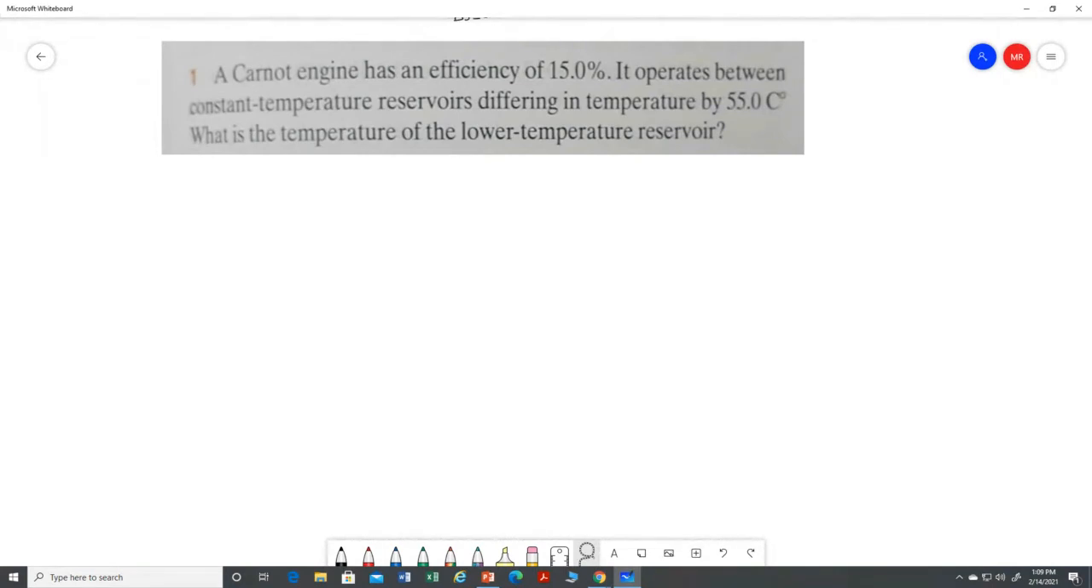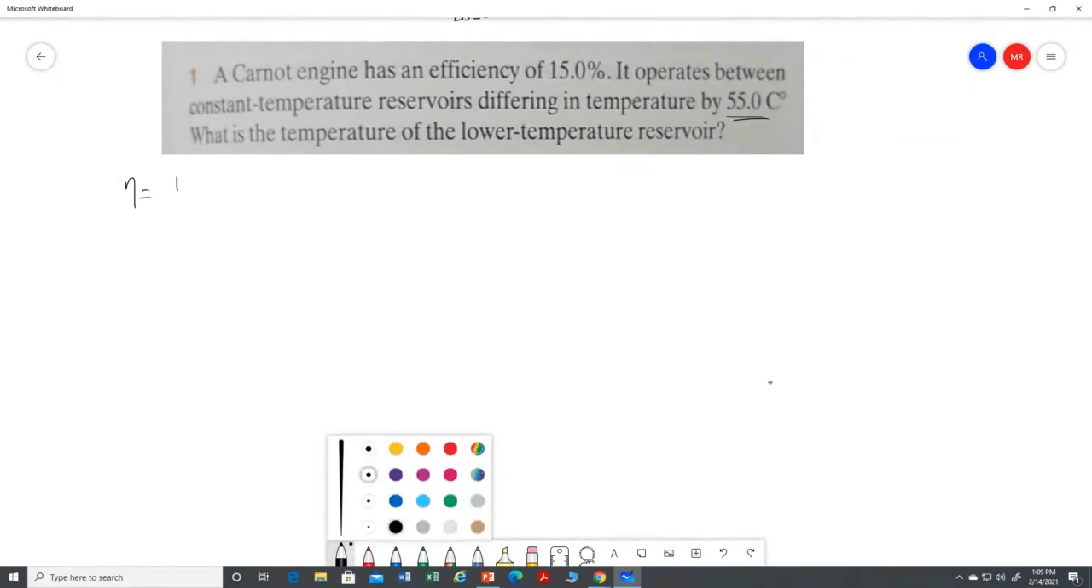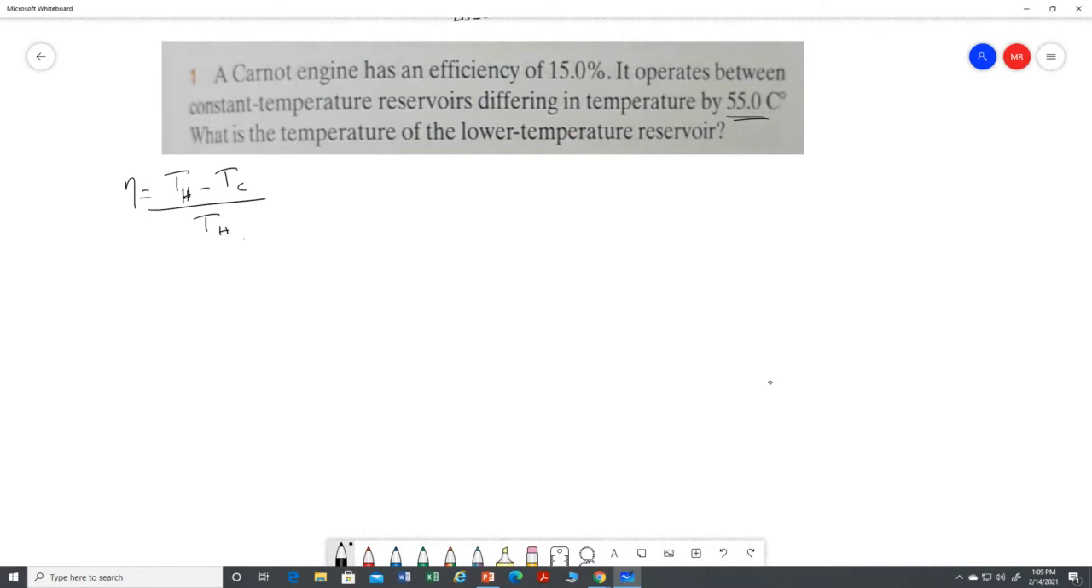First of all, please write the formula. What's the formula? Eta, which is equal to 1 minus... because the question is given in terms of temperature, am I right? So I have to write the equation in terms of temperature. So what is the formula for temperature, my dear? TH minus TC divided by TH. Clear. That's it.